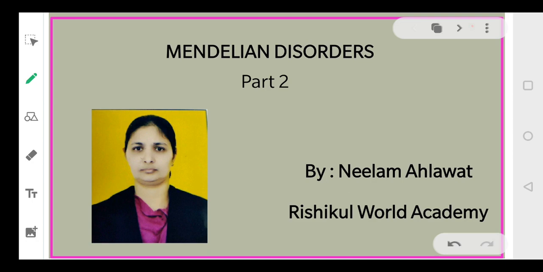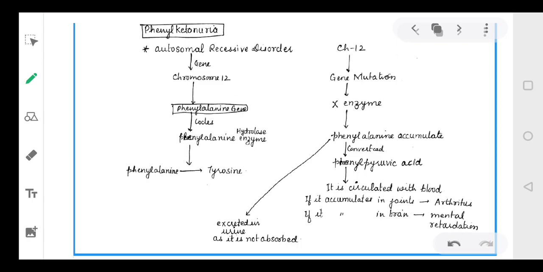Right, let's start then. The third Mendelian disorder that we'll talk about is phenylketonuria. It is an autosomal recessive disorder. As I've made you understand, autosomal means it is related with the autosomes, and recessive means it will not be expressed in heterozygous condition.